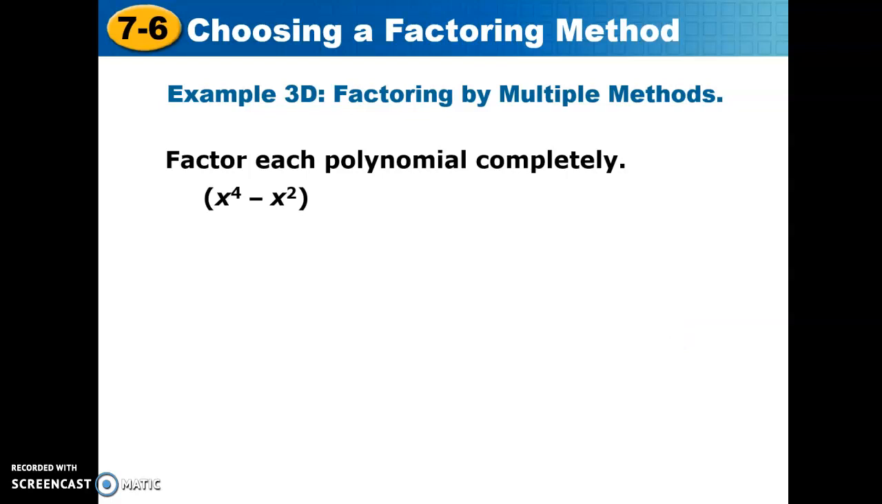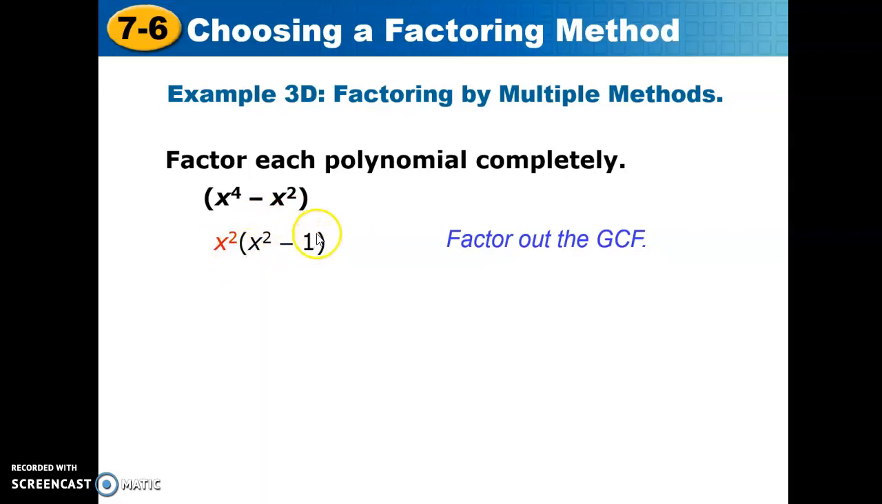Okay. This is a good one. I love this one. This one's interesting. There is a GCF here. Okay, you have x to the 4th minus x squared. And you can factor out an x squared. When you're left with what's left over, you have x squared minus 1.